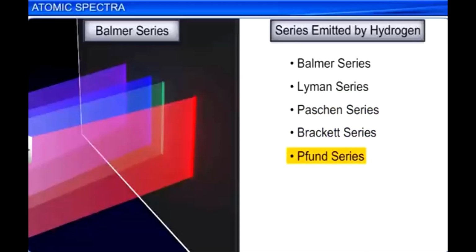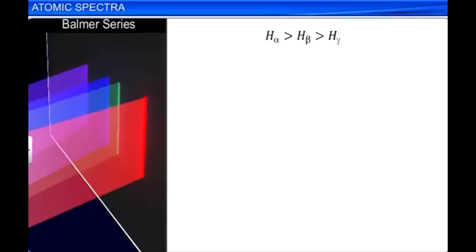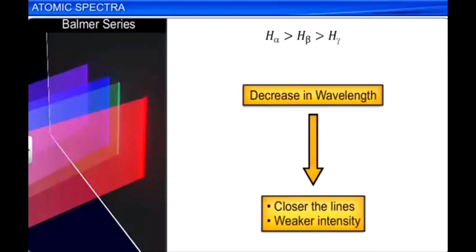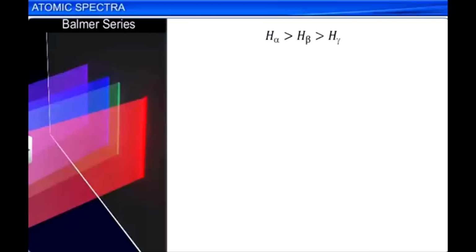Let us look at the lines emitted as part of the Balmer series. The line with largest wavelength in the series is called H alpha, then followed by H beta, H gamma, and so on, in the descending order of wavelengths. As the wavelength decreases, the lines appear closer and weaker in intensity. The Balmer series lies in the visible region. Now, let us look at the H alpha line of the Balmer series.